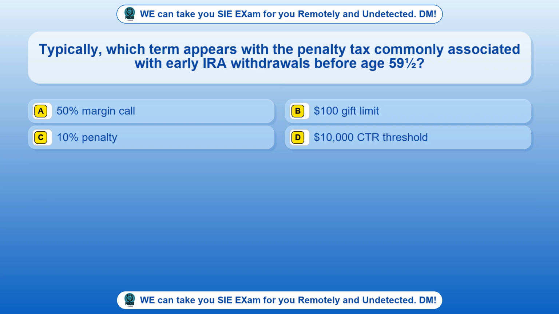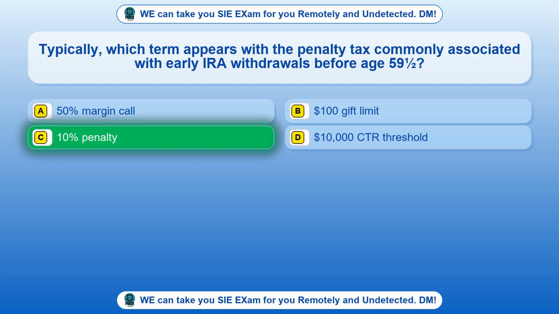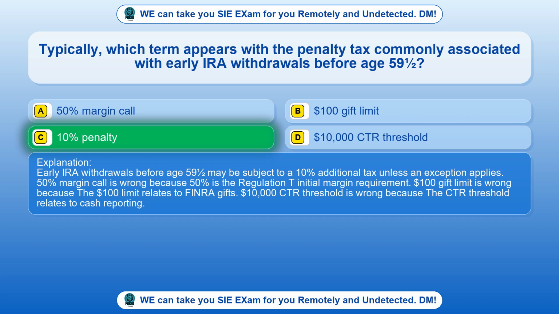Question 99. Typically, which term appears with the penalty tax commonly associated with early IRA withdrawals before age 59 1/2? Option A, 50% margin call. Option B, $100 gift limit. Option C, 10% penalty. Option D, $10,000 CTR threshold. The correct answer is option C, 10% penalty. Early IRA withdrawals before age 59 1/2 may be subject to a 10% additional tax unless an exception applies.